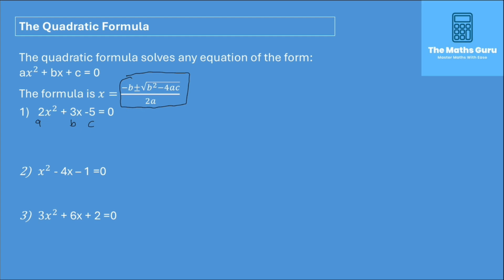It starts off by saying minus b. In this case, our b is positive 3, so minus b is going to be minus 3. Plus or minus, you'll see what that means afterwards. We're going to do b squared, which in this case is going to be 3 squared, minus 4 times our a, which is 2, times our c, which is going to be minus 5, as you can see from the equation, over 2a.